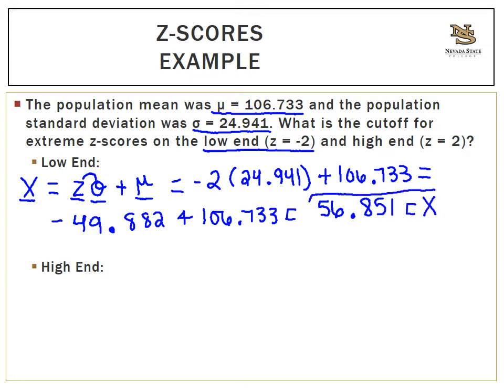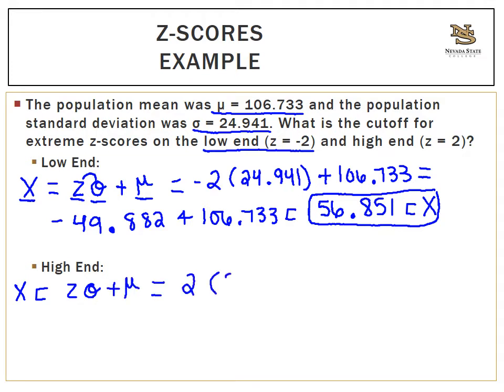So any teller that has a transaction time on average of 56.851 seconds or lower has an extremely low typical transaction time. Now let's do the same thing for the high end, using the same exact formula, except now we're going to be working with a +2 z-score instead of a -2.